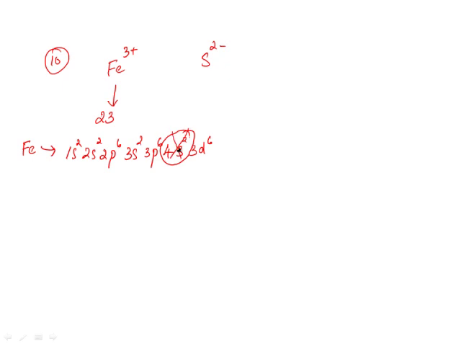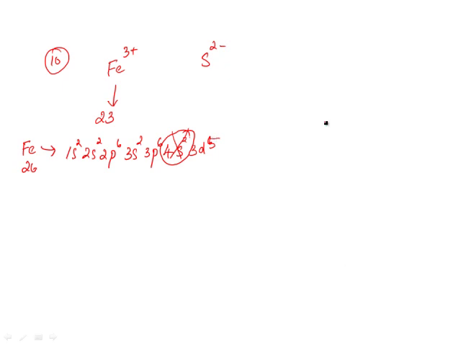Remember, we need to remove 3, right? From 26 we have to remove 3 to get Fe3+, correct? Fe was 26, Fe3+ is 23, so we need to remove 3. So the 2 is gone from 4s2, and we need to remove one more. That will go from the 3d. So the 3d will become 3d5. So that will be the electronic configuration of Fe3+.